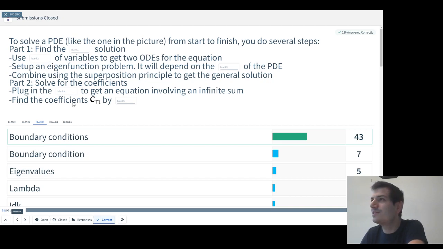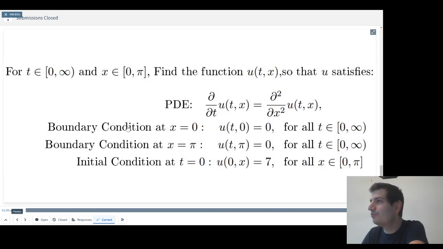Okay. Boundary conditions. So most problems have two. There's one at the left and one at the right. So this is at x equals 0 and pi.